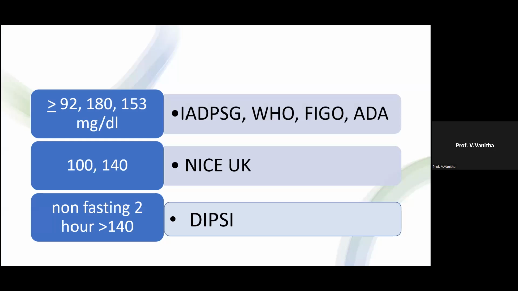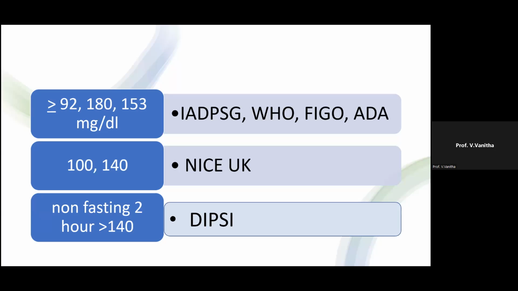What we follow is the DIPSI guideline: single step test, 75-gram OGTT, non-fasting OGTT. So we take a 2-hour postprandial blood sugar. That cutoff is 140 milligram per deciliter. That's the simplest and most economical, that we are very comfortable with, and patient compliance is extremely good. So we follow this guideline.